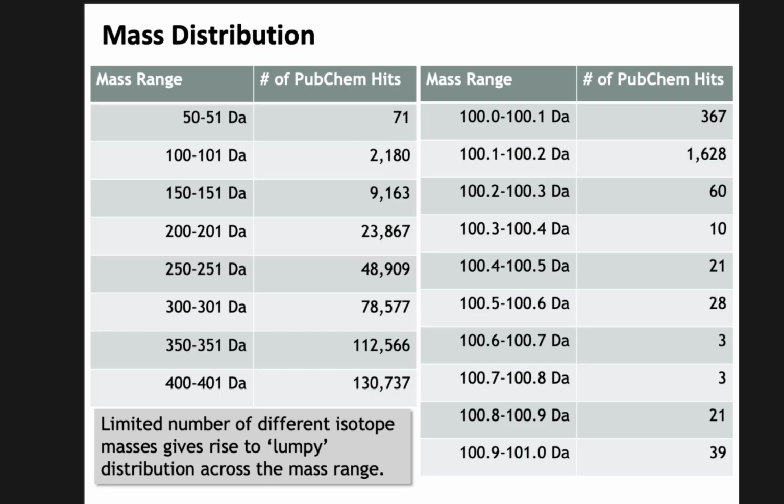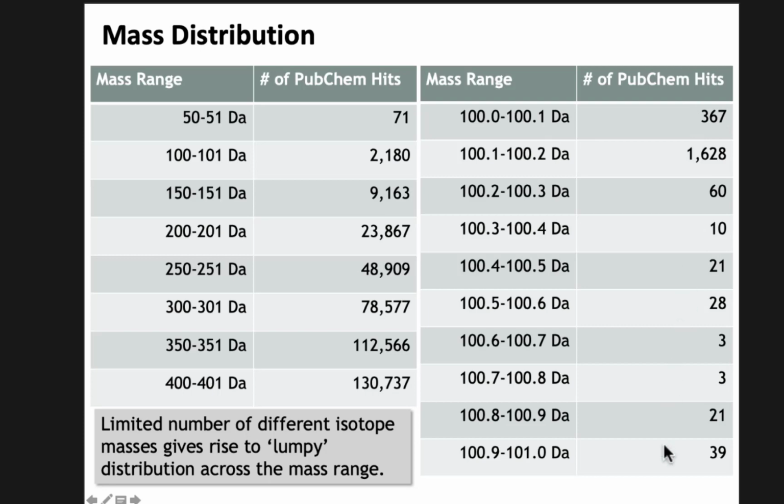But as you increase the size, the sheer number of combinatorial options in which you can puzzle these atoms together explodes. And here in the same mass range at 400 Dalton, you have already 130,000 possible compounds in PubChem. Now it gets a bit more interesting when you zoom in. So here on the right-hand side, we see the mass range magnified from 100 to 101 Dalton. So same mass range. These are the 2,180 compounds that were in PubChem back then.